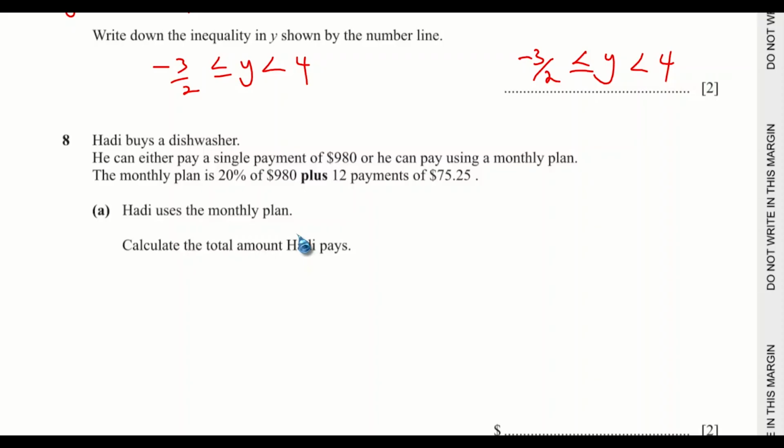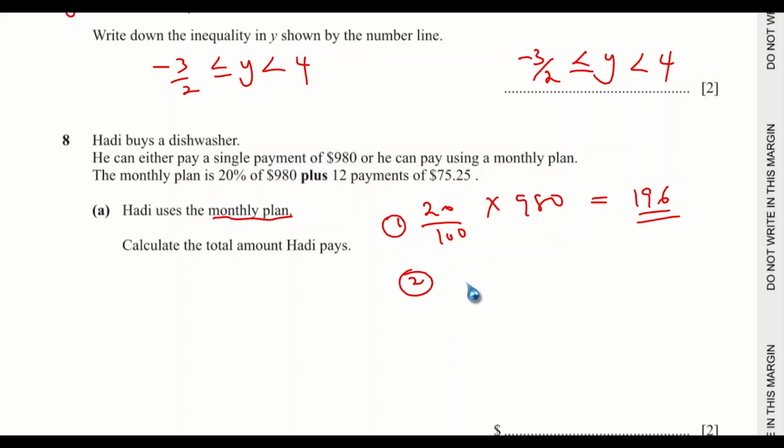So this is pretty straightforward. Let's find this monthly plan. We need to find the 20% of $980. So 20% will be 20 over 100 times $980. If you do this, it should give you $196. Then you need to get the 12 months. So this is the first part.